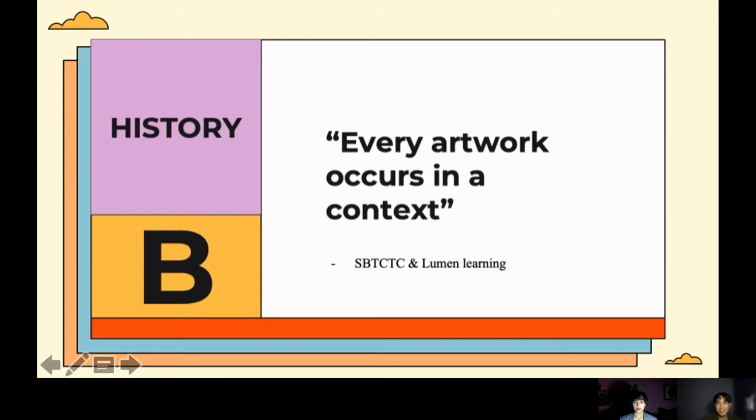According to the SBCTC in Lumen Learning, every artwork occurs in a context. To be more specific, every artwork occurs in various contexts. These include first, historical context, second, artist context, third, viewing context. Focusing on the latter, it depicts the viewing experience, where and how the art was shown or presented, and its effect on the viewers. Viewers are also influenced by the context.